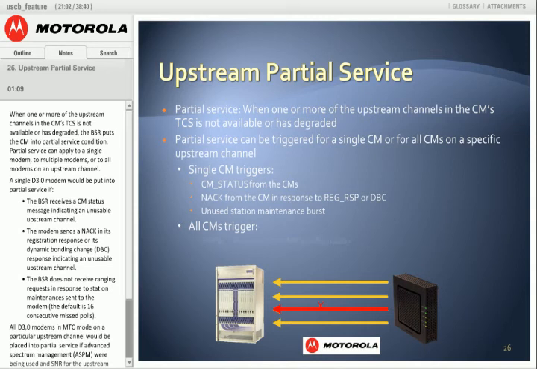All DOCSIS 3.0 modems in MTC mode on a particular upstream channel would be placed into partial service if advanced spectrum management were being used and SNR for the upstream channel degraded below the threshold value for the channel.